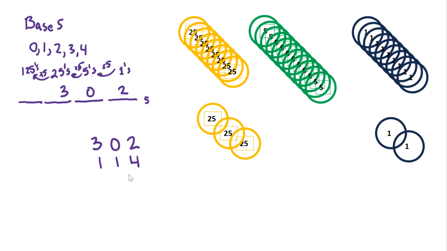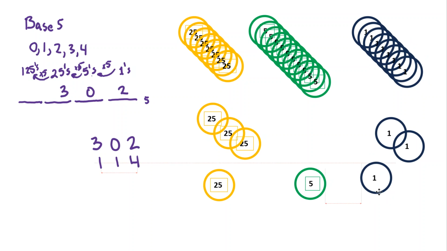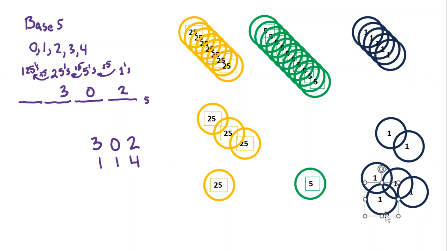Okay? I can also take the number 114 in base 5. So the 1 over on the left means I have 1 in the 25s place. I have 1 in the 5s place, and I have 4 in the 1s place. So let me get 4 of those. Okay, so I've got 4 of those pennies, 1 nickel, and 1 quarter. Now suppose I wanted to add those together. So I'll add it and do a total.